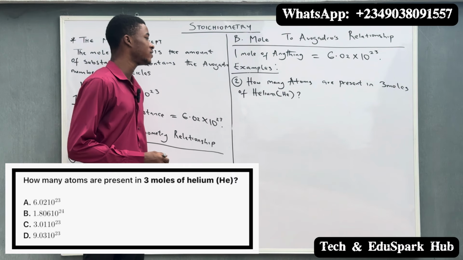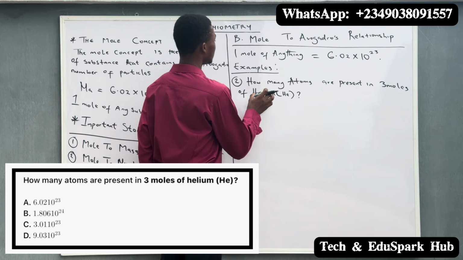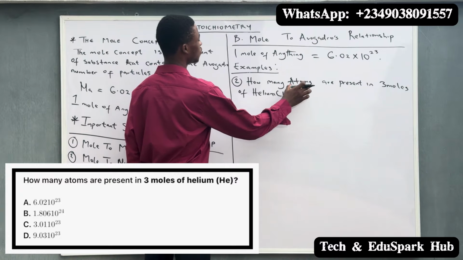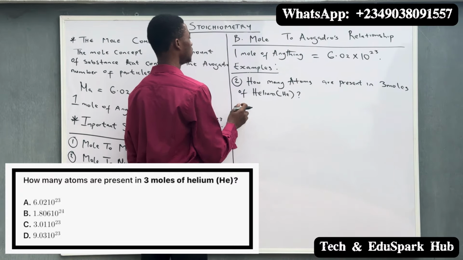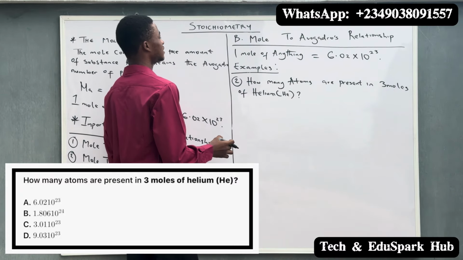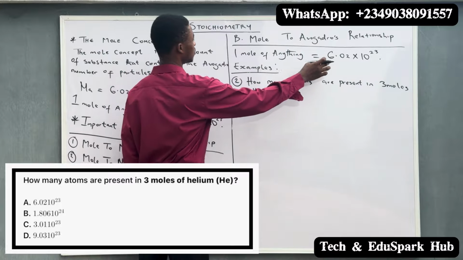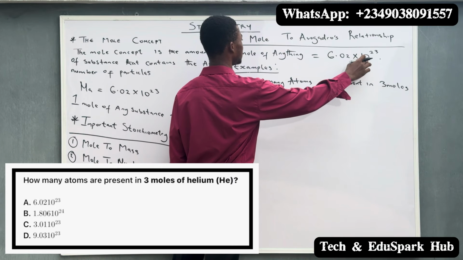In order to solve this kind of question, we are asked how many atoms are present in 3 moles of helium. The first thing to note, like I said earlier, is that 1 mole of anything is equal to 6.02 times 10 raised to the power 23.